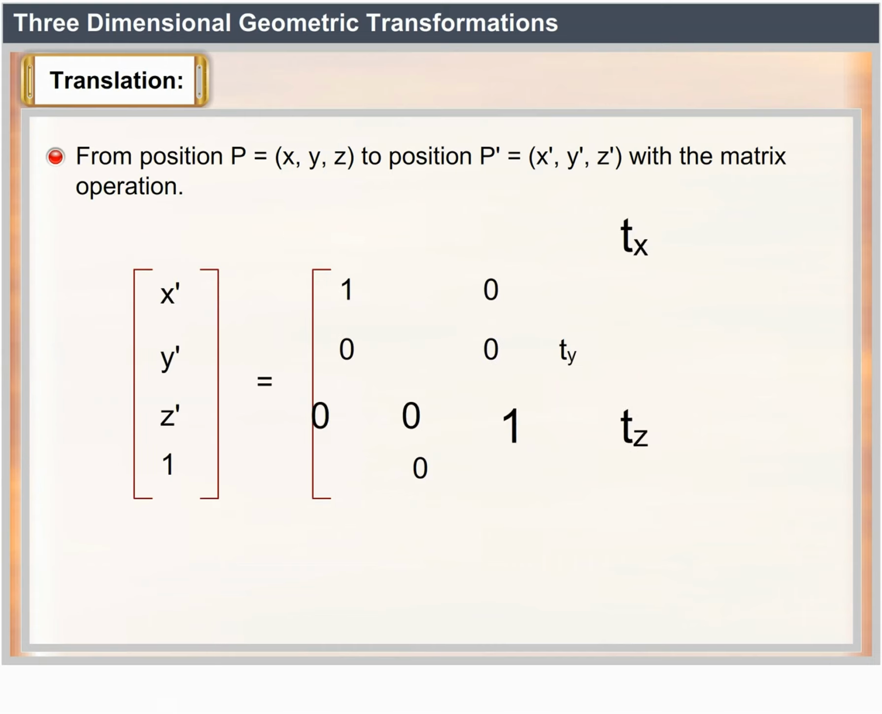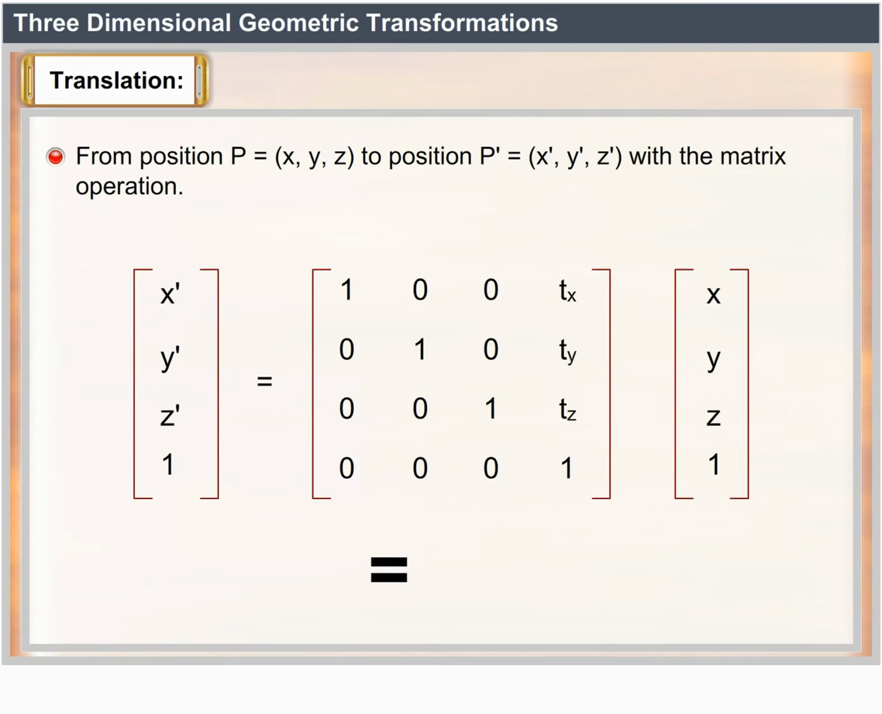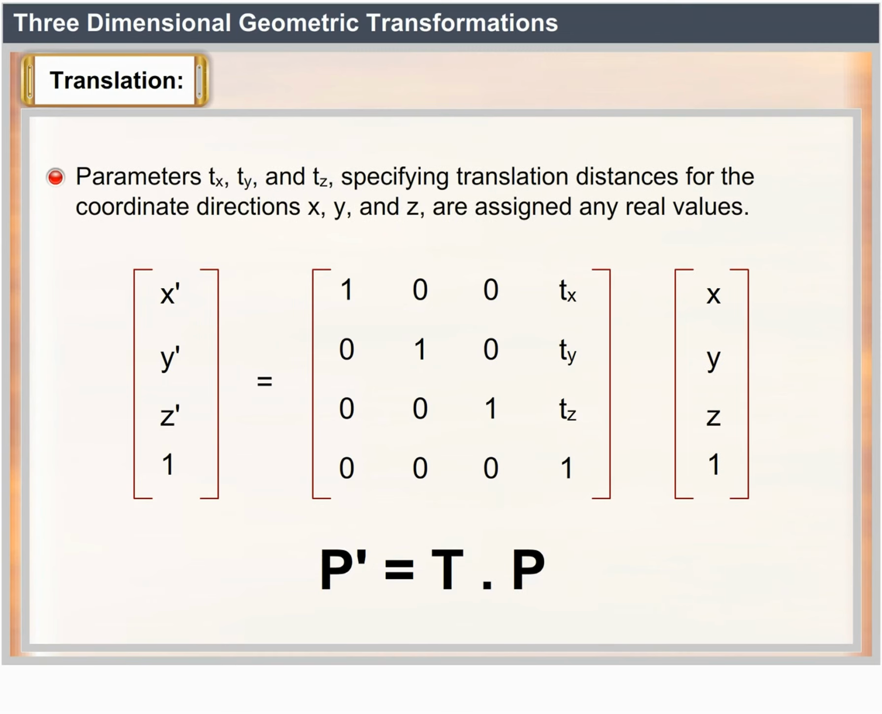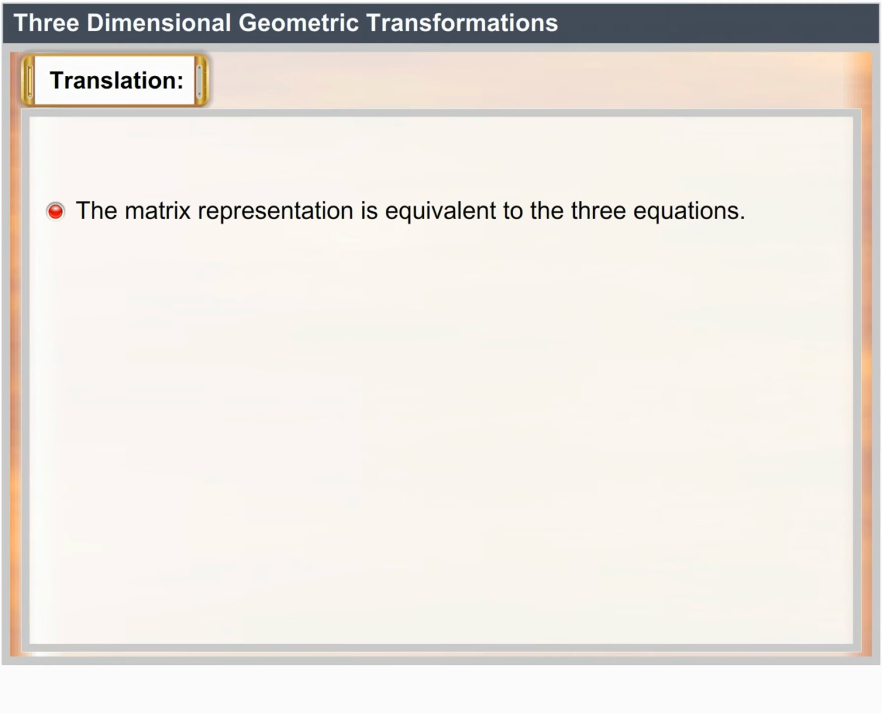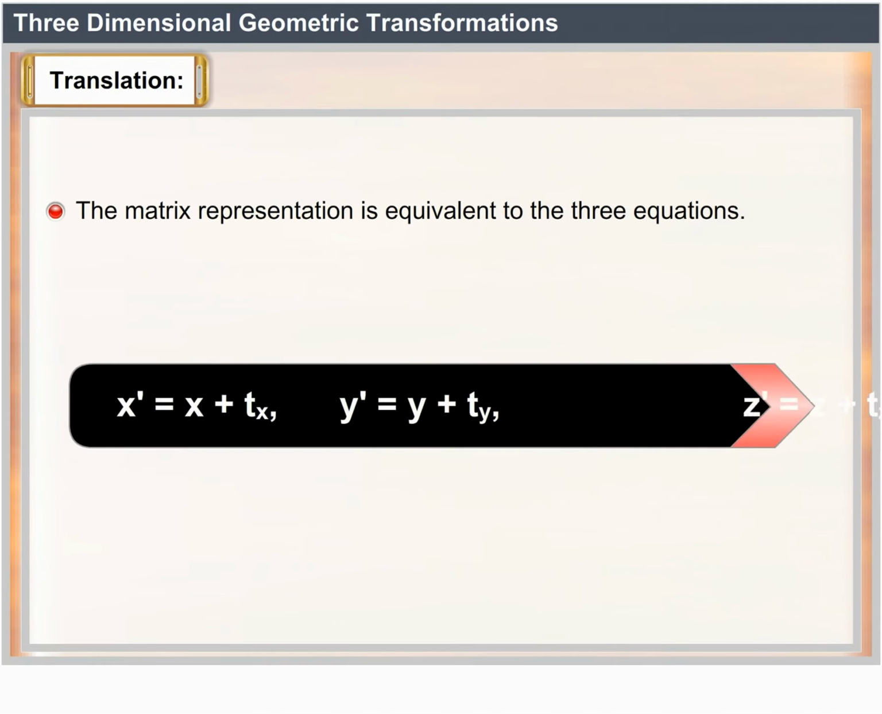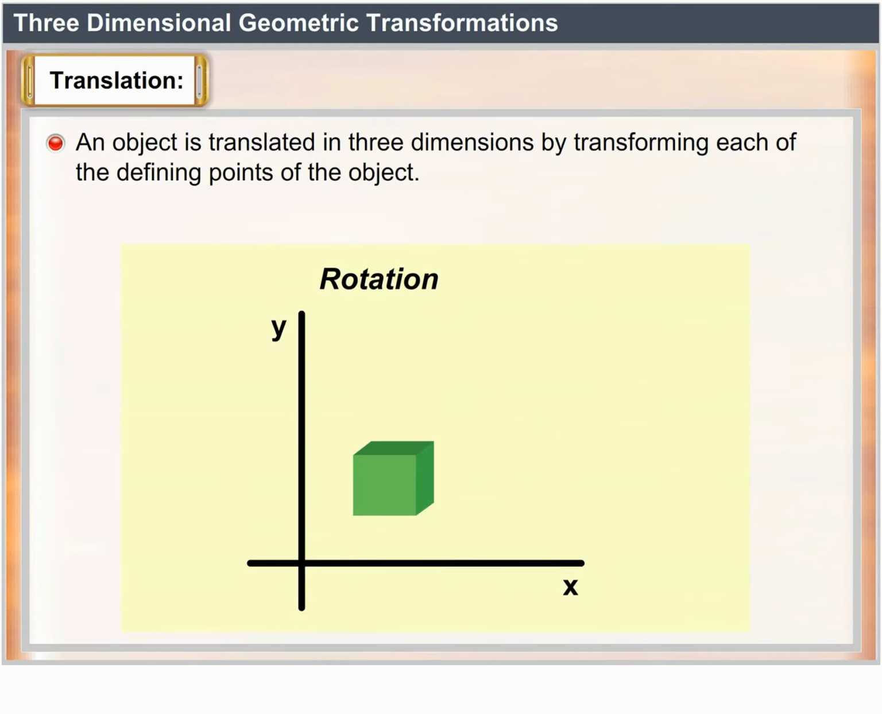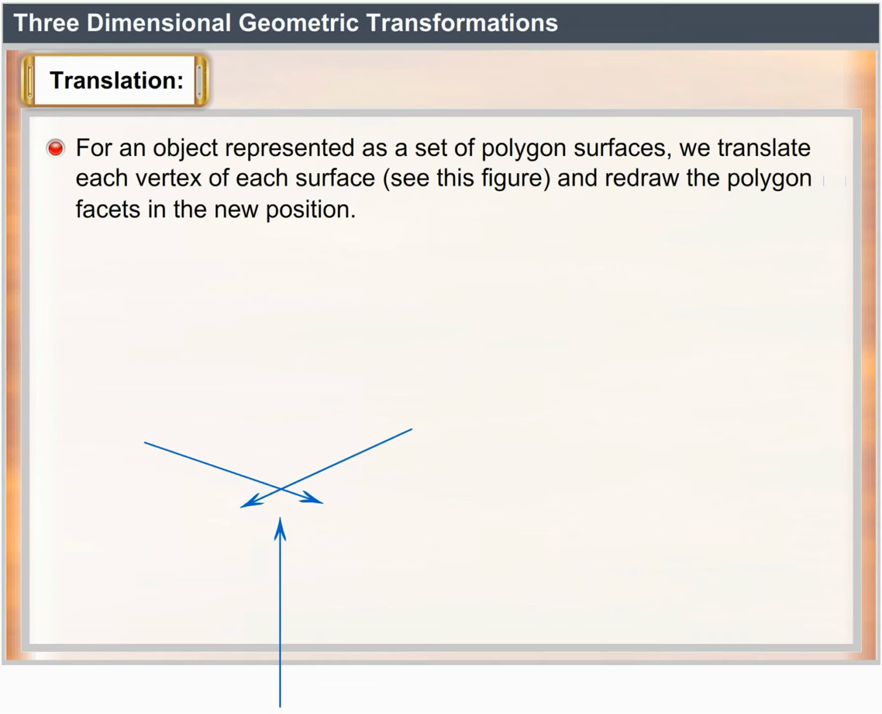Parameters tx, ty and tz, specifying translation distances for the coordinate directions x, y and z, are assigned any real values. The matrix representation is equivalent to the 3 equations x' = x + tx, y' = y + ty, and z' = z + tz. An object is translated in 3 dimensions by transforming each of the defining points of the object. For an object represented as a set of polygon surfaces, we translate each vertex of each surface, see figure, and redraw the polygon facets in the new position.